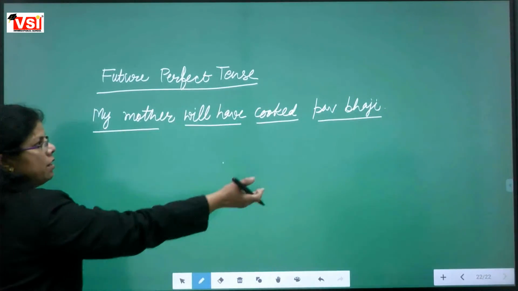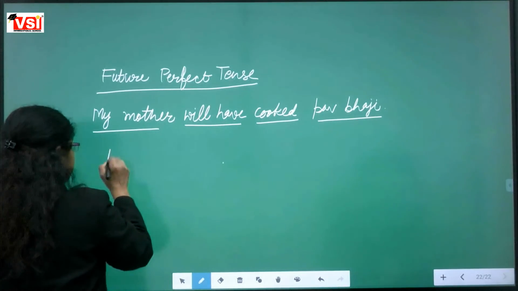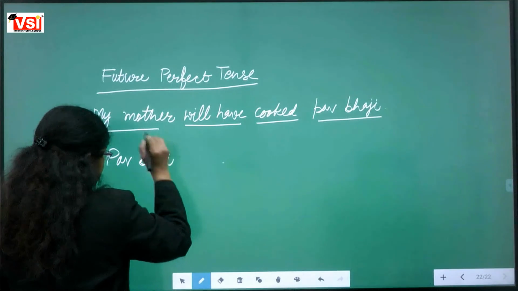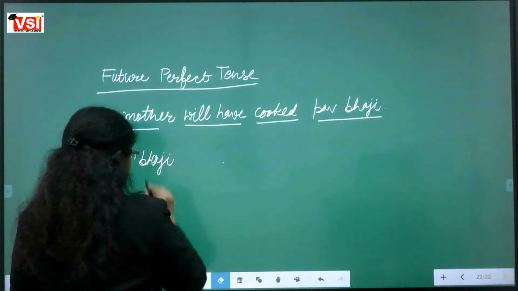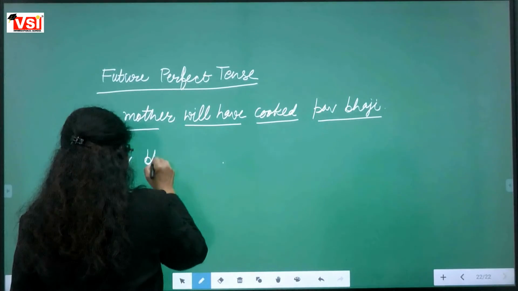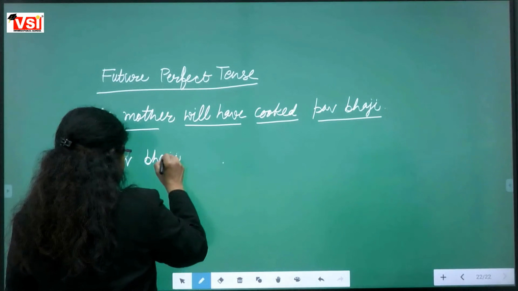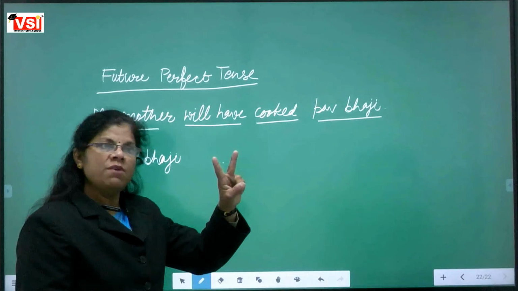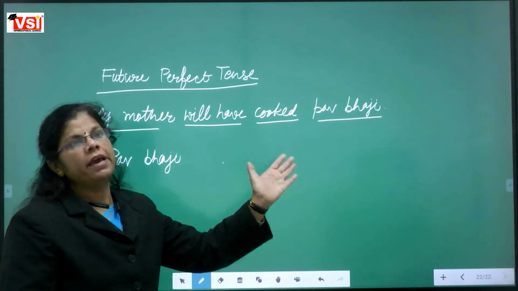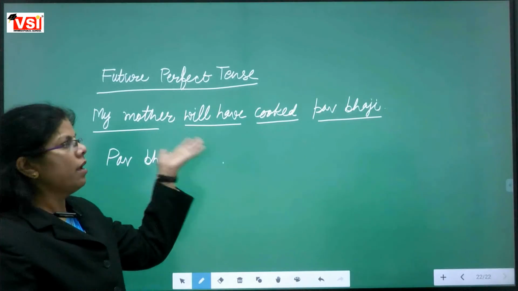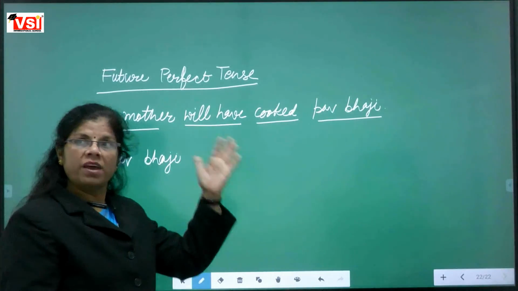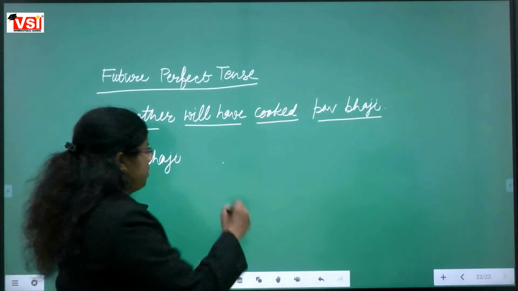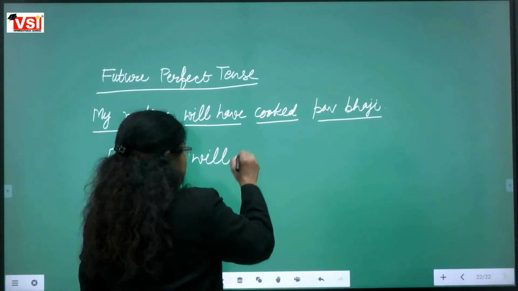We are interchanging their positions. So we will bring pav bhaji to the start. Then what do we have to do? We have to use the be form. Will have will change into will have been. As we were changing has and have into has been and have been, had into had been, will have into will have been. So this is the second rule.